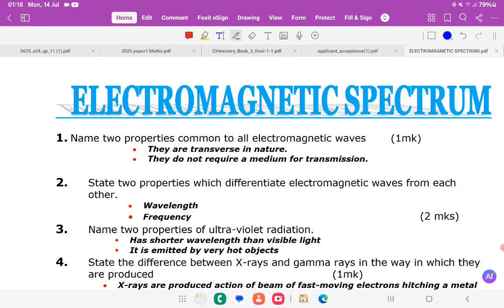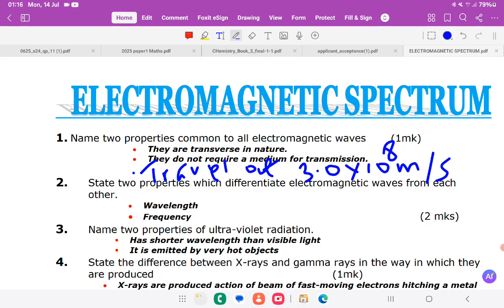But in case you would like to know more properties, all of them travel at the speed of 3.0 times 10 to the power 8 meters per second. This is what you call the speed of light. All of them also carry energy.